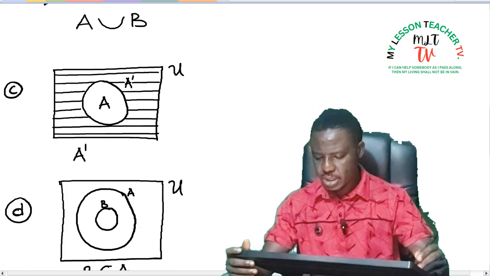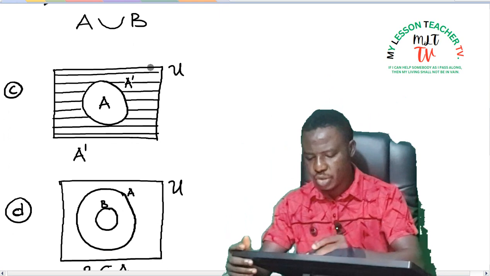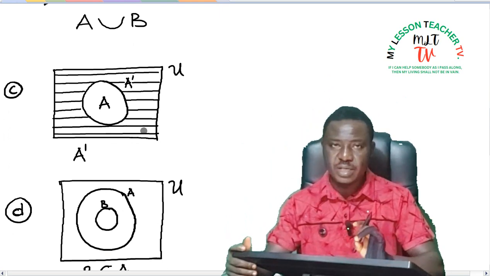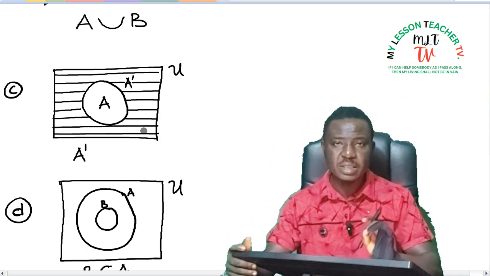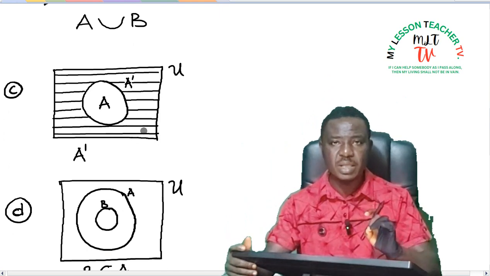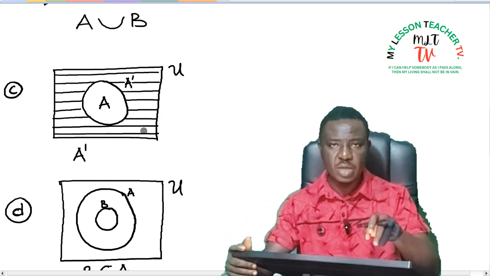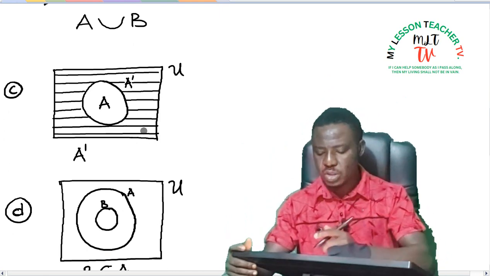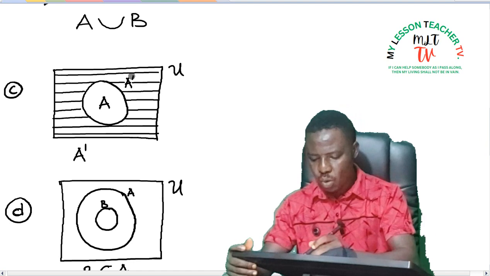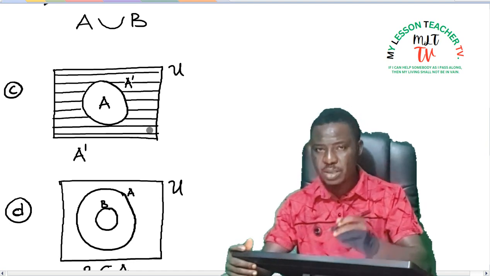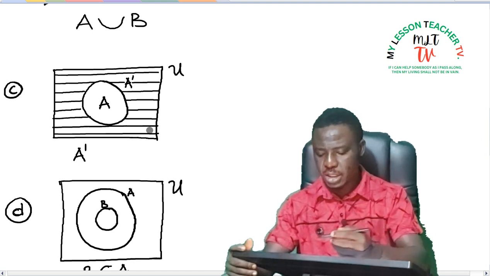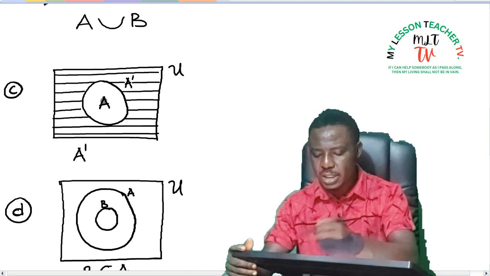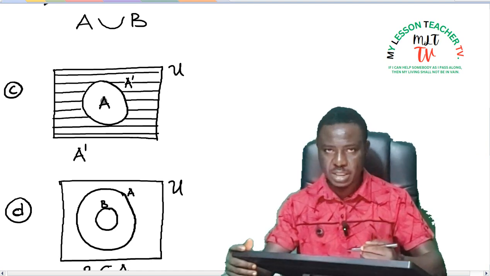While in diagram C, the shaded region is the complement. The complement of a set is those elements that are in the universal set but cannot be found in the set A. So this is set A, while the shaded region comprises elements you can find in the universal set but cannot be found in set A.